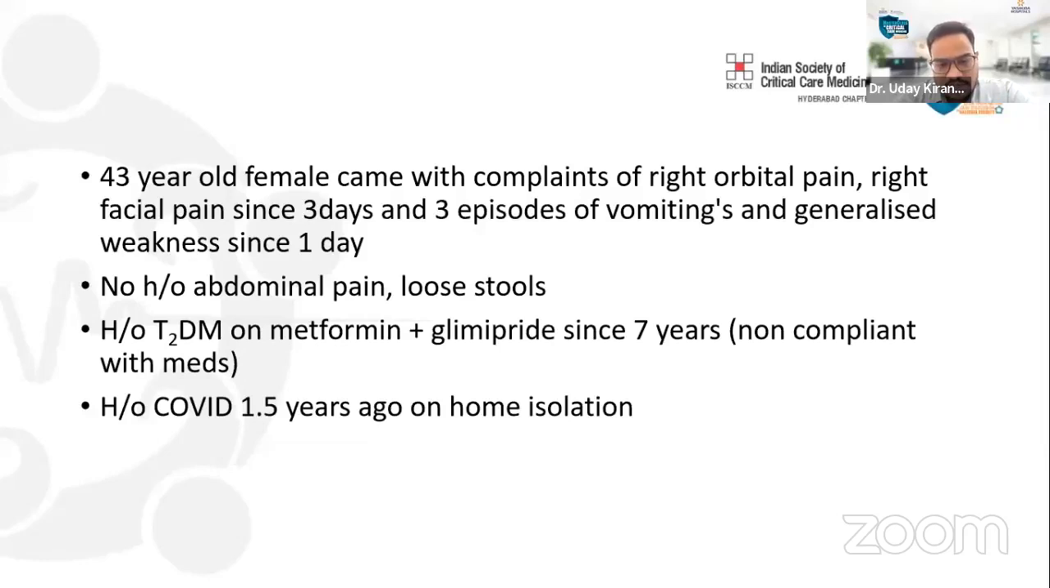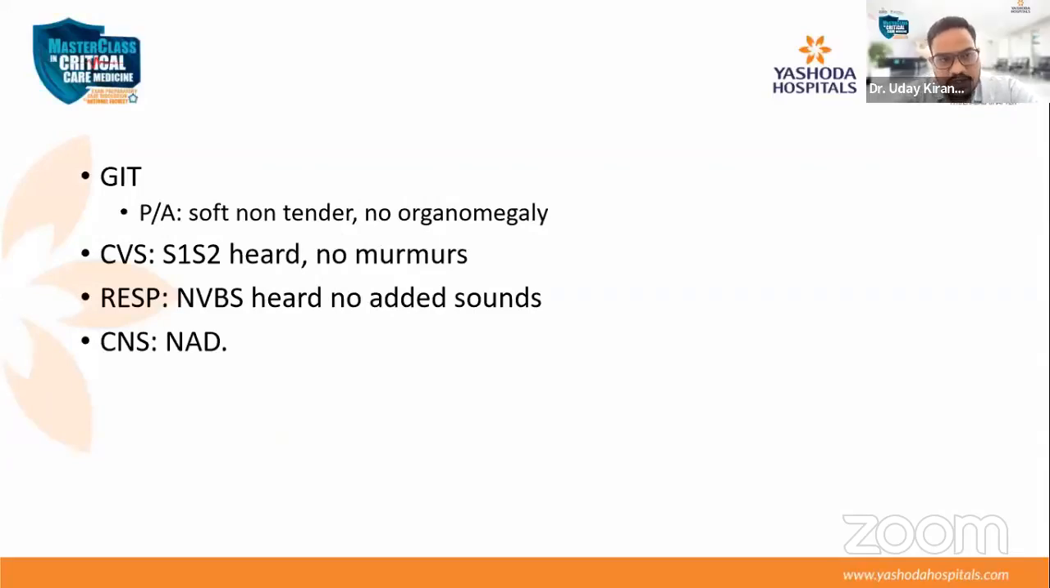Coming to the systemic examination, per abdomen is soft and non-tender, CVS is S1, S2 heard, no murmurs, and respiratory system has normal vesicular breath sounds with no added sounds, and no significant neurological deficits. She is only having pain in the face over the right maxillary region, and right eye pain, and she had double vision. Initially, she didn't have any difficulty in vision, and later she developed unilateral diplopia.